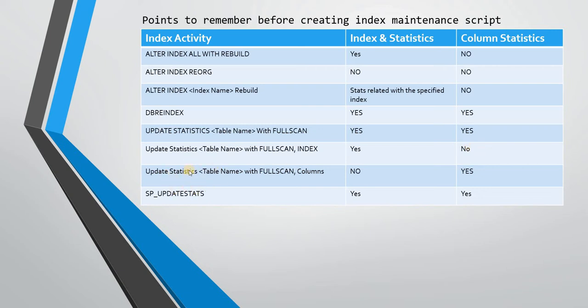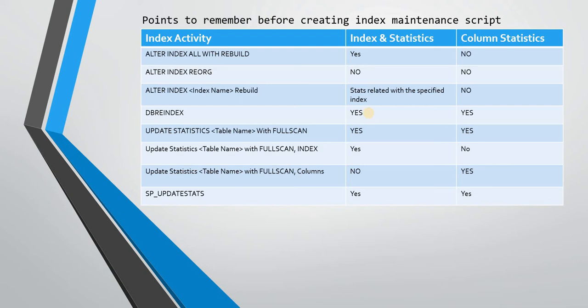If you fire a statement, update statistics with table name with full scan and only columns, then your stats related to the index would not get updated, but stats related to columns would get updated. And then last is the sp_updatestats option, wherein the index, its statistics, and columns and their stats would get updated by default, right?